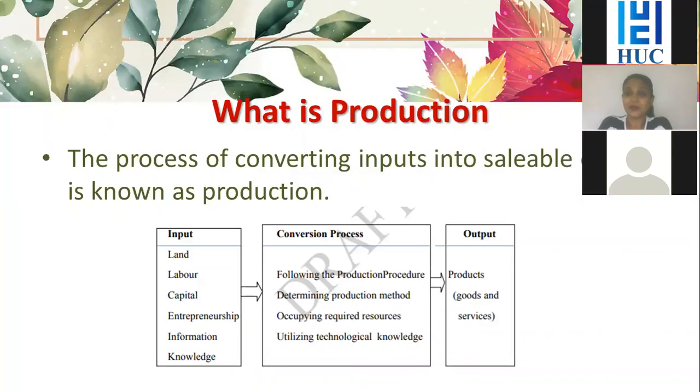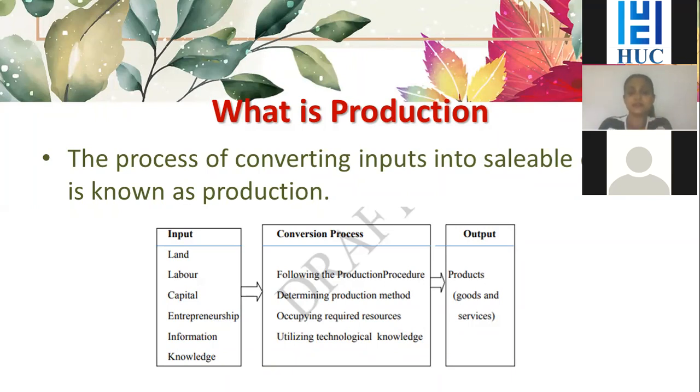Here we are going to learn what production is. Production means converting inputs into a saleable output. Here you can see the inputs, what we put into the business: land, labor, capital, entrepreneurship, information and knowledge. Those are the inputs of the business. Then we have to create an output. It might be a good, it might be a service. That is a saleable output that we make to sell.